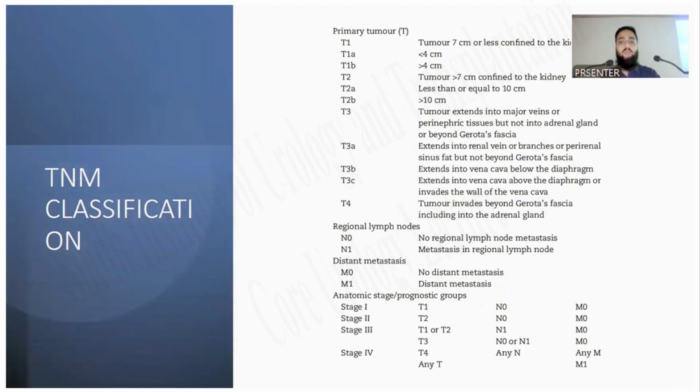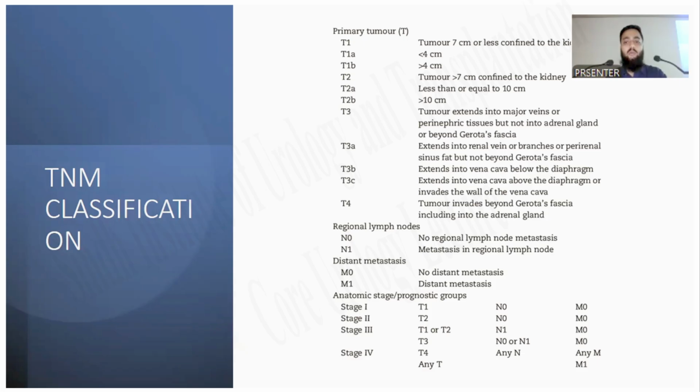So T1 includes tumor 7 cm or less confined to the kidney. T1A, tumor size less than 4 cm. T1B, tumor size more than 4 cm but less than 7 cm. T2, tumor greater than 7 cm but confined to the kidney. T2A, less than or equal to 10 cm. And in T2B, tumor mass is greater than 10 cm.